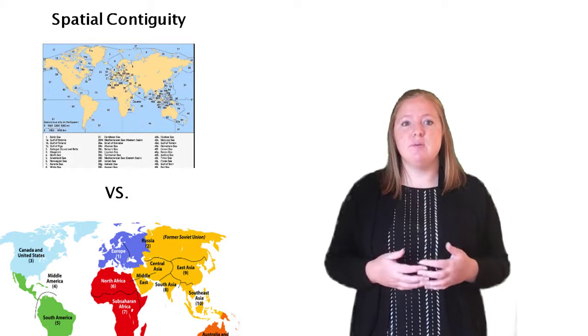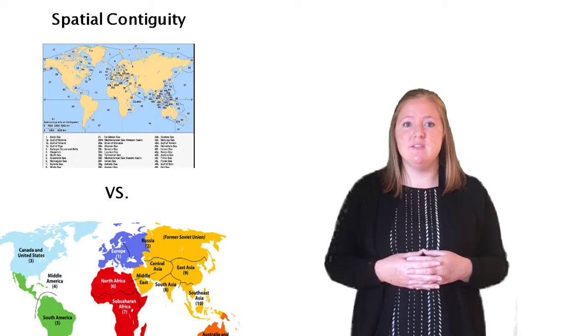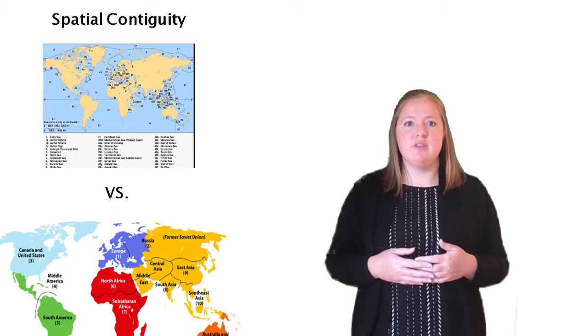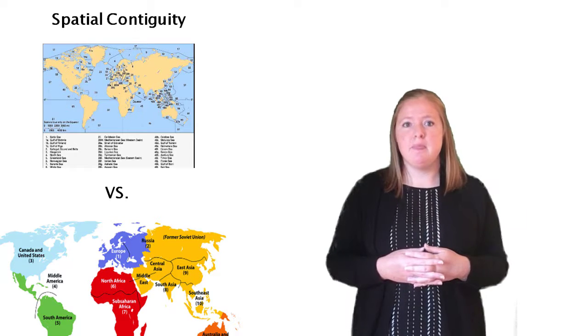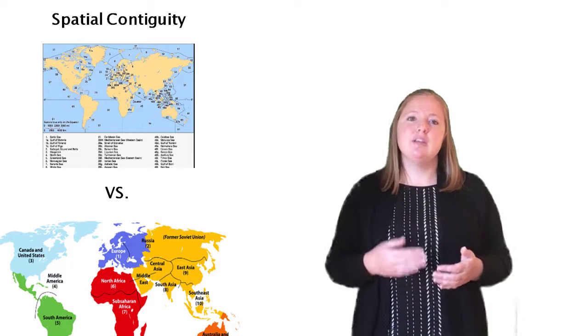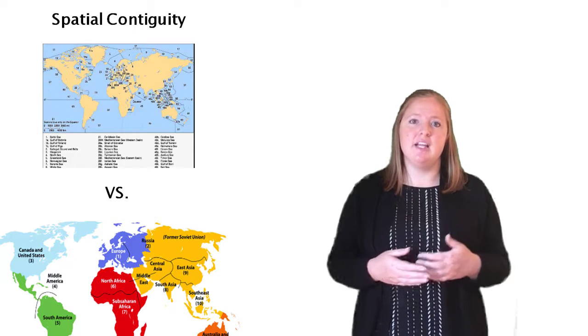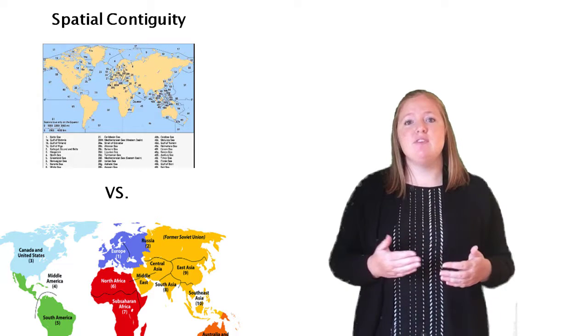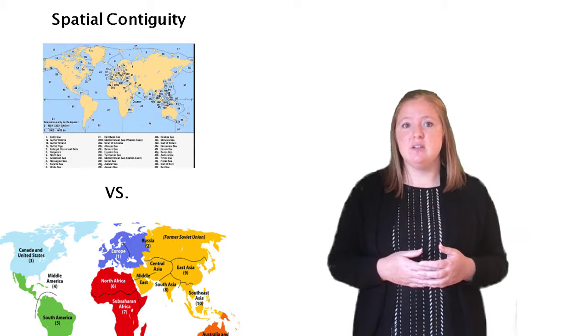The third and final principle that I'm going to talk about in this video is the spatial contiguity principle. This principle deals with the location of labeling, which reduces the visual search for information. Labeling should be on the same slide and close to the information, not far away. Relevant information should be close together.